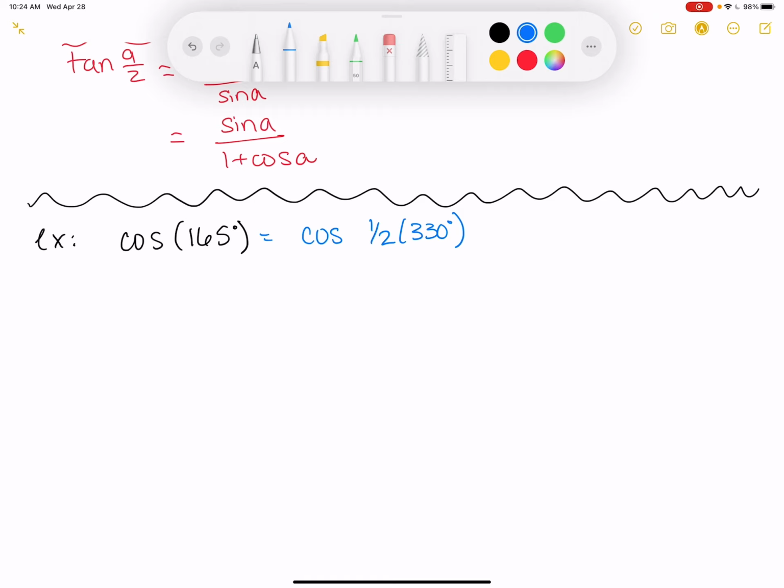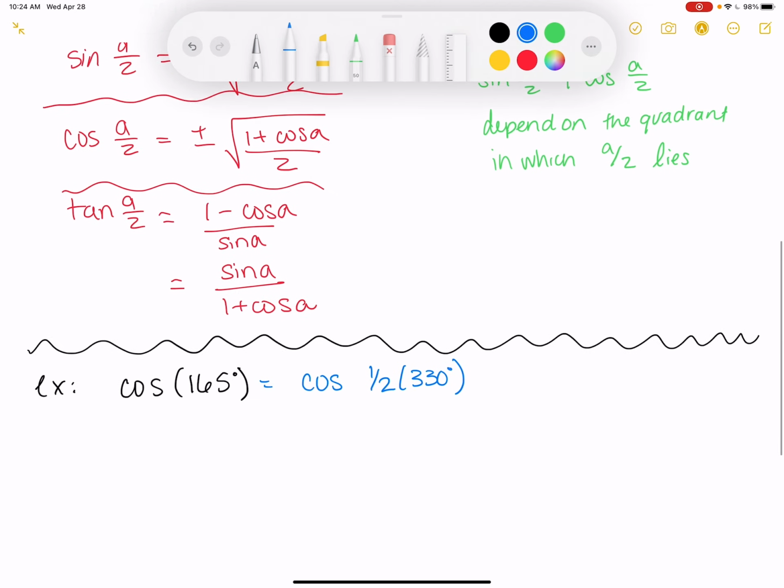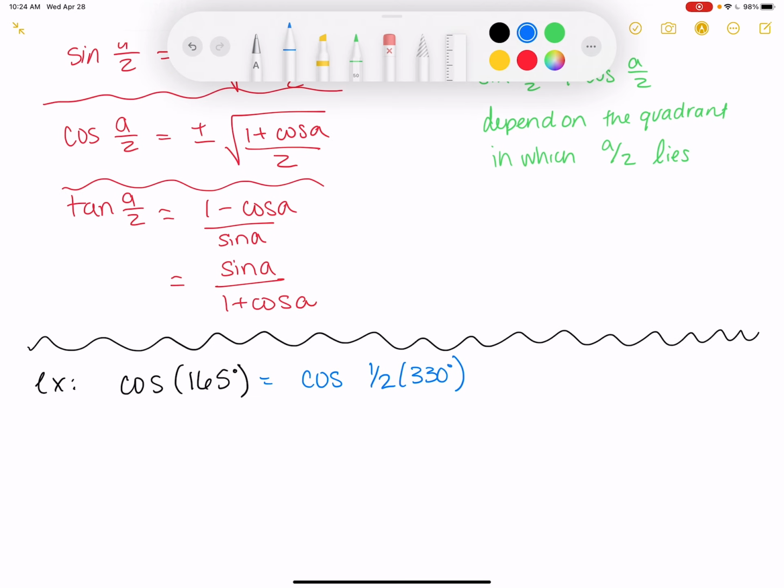Okay, so now we're using the half angle formula for cosine. It's going to be, A is the angle of just 30. We'll get there in a second.